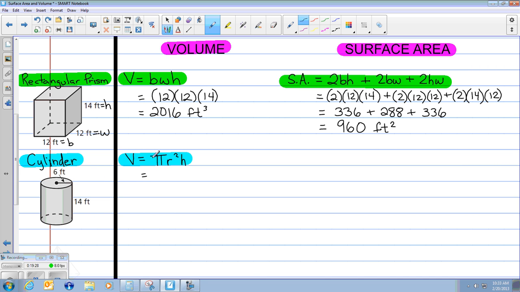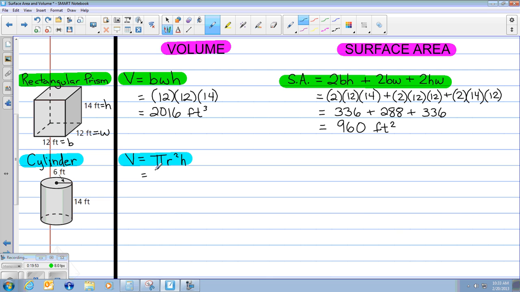So this part of the formula probably looks familiar to you. Pi r squared is going to give you the area of the circle, just one of the circles. And then when we multiply by h, or the height, that's when we get the volume. It's kind of the same thing up here. Base times width will give you the area of the bottom face, and then when we multiply by the height, we get the volume of the whole thing.